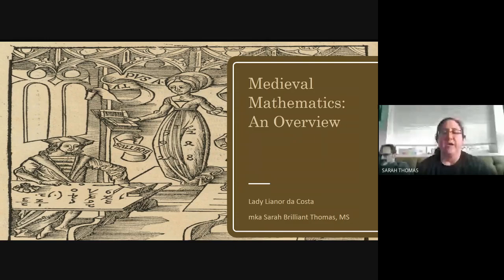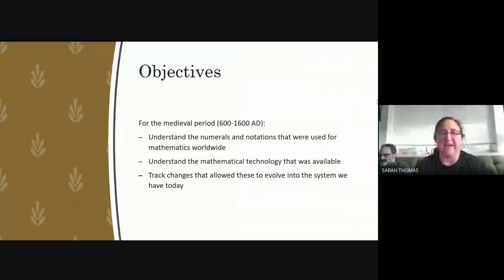So let's get a handle on what we're going to be doing today. We're going to be looking at the numerals and the notations that people used for mathematics all around the world during that period. We're not just going to focus on Europe. We're also going to look at other cultures, and at the changes that allowed these to evolve into the system we have today. Medieval mathematics doesn't look anything like the math you learned in high school. It's some of the same stuff, but it doesn't look like it. So we're going to look at that as well.